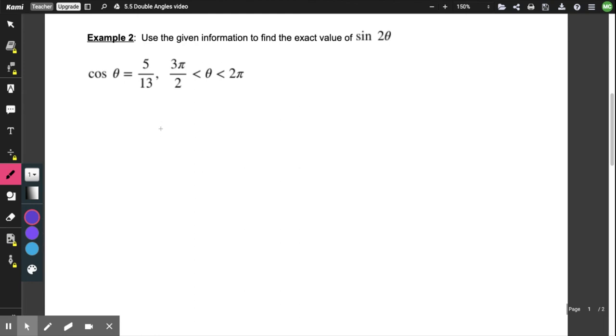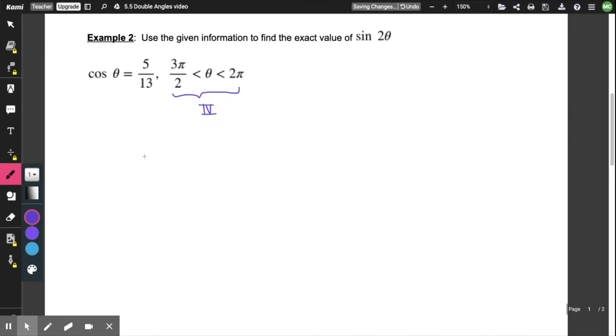Okay, so now I'm going to use some given information about an angle theta in order to find the exact value of sine of double that angle, so sine of 2 theta. So first thing I'm going to do is see what I can come up with about the angle theta here. They tell me that cosine of theta is 5/13 and that theta is between 3 pi over 2 and 2 pi. So this information right here tells me that the angle theta is somewhere in quadrant 4.